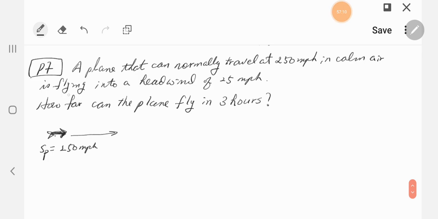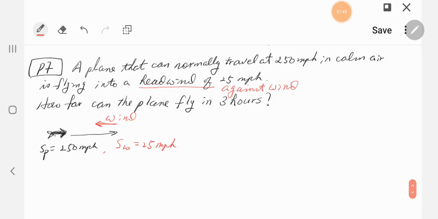And this plane is flying into a headwind of 25 miles per hour. Headwind means going against the wind. So that means the wind is blowing this way, against the direction of the plane. So the speed of the wind is 25 miles per hour.